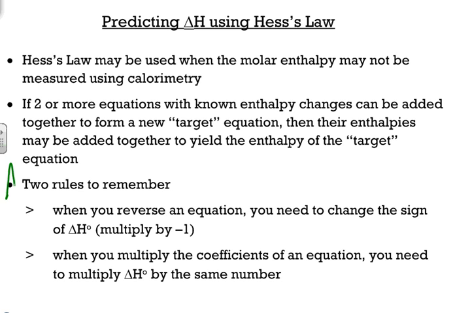Please highlight this or start in your notebooks. Rule number 1: when you reverse an equation, you need to change the sign of delta H. So if you flip your products and reactants, you multiply your delta H by -1. You have to change the sign. The second rule: if you multiply the coefficients in an equation, you also need to multiply your enthalpy change by that same number. So let's go through an example.